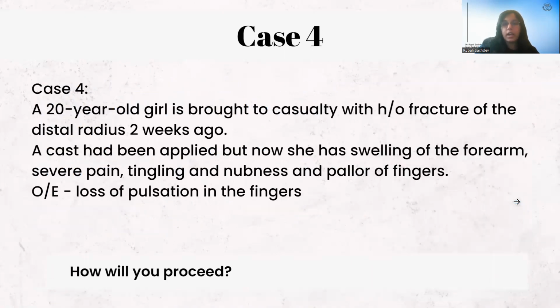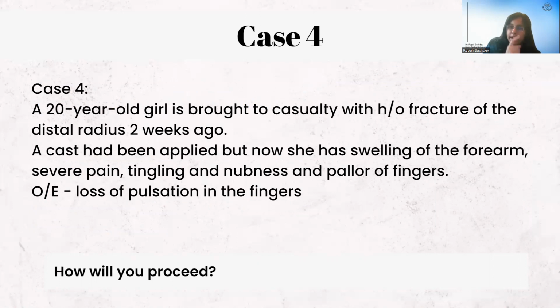Case 4. A 20-year-old girl is brought to casualty with a history of fracture of the distal radius 2 weeks ago. A cast has been applied, but now she has swelling of the forearm, severe pain, tingling and numbness, and pallor of the fingers. On examination, you don't feel any pulsations in the distal fingers. How will you proceed?